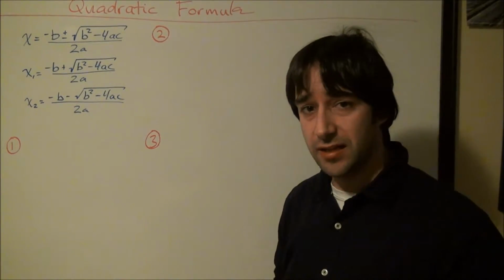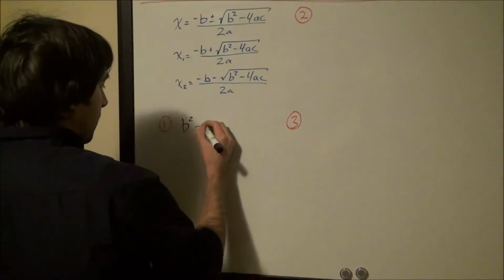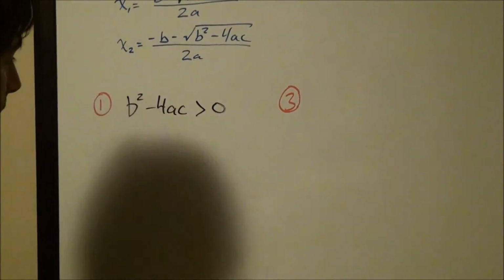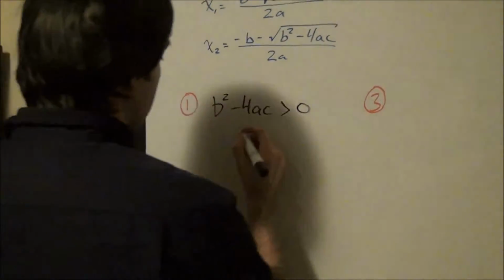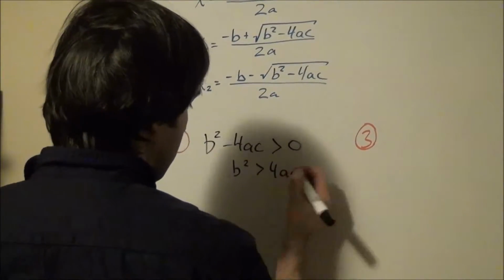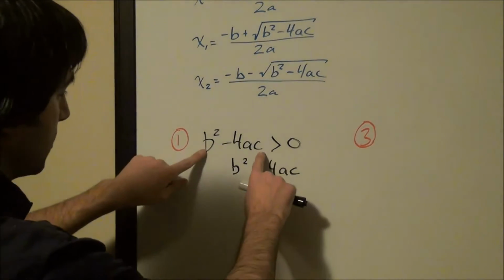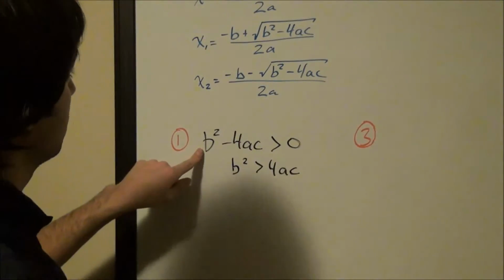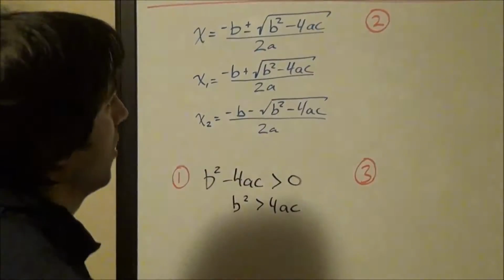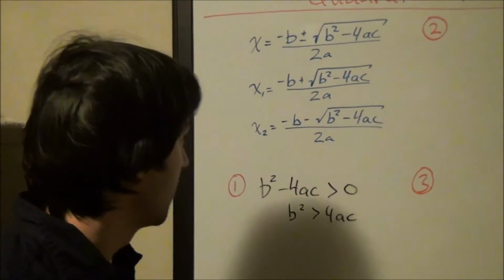Here's the first case I'd like to consider. Let's just say that b squared minus 4ac is greater than 0. It is definitely possible. All we need for this to be true is that b squared is greater than 4 times a times c. Let's consider what that means. If this is greater than 0, that means that it is a positive number, and you're taking the square root of a positive number. And the square root of a positive number is a positive number.